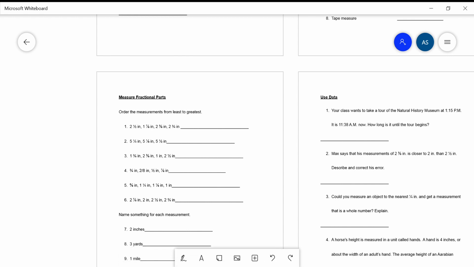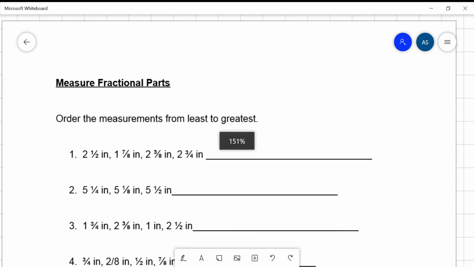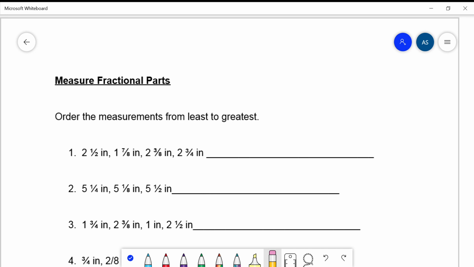So for this question, in measuring fractional parts, we have order the measurements from least to greatest. Okay, so let's look at number 1. We have 2 1/2, 1 7/8, 2 3/8, and 2 3/4. Well, we have 8 as our greatest denominator right now, right? And I know I can multiply 2 by 4 to get 8, and I can multiply 4 by 2 to get 8. And so we're going to make all the denominators here an 8. So since 1 7/8 and 2 3/8 already have an 8 as a denominator, we're only going to change the 1/2 and the 3/4.